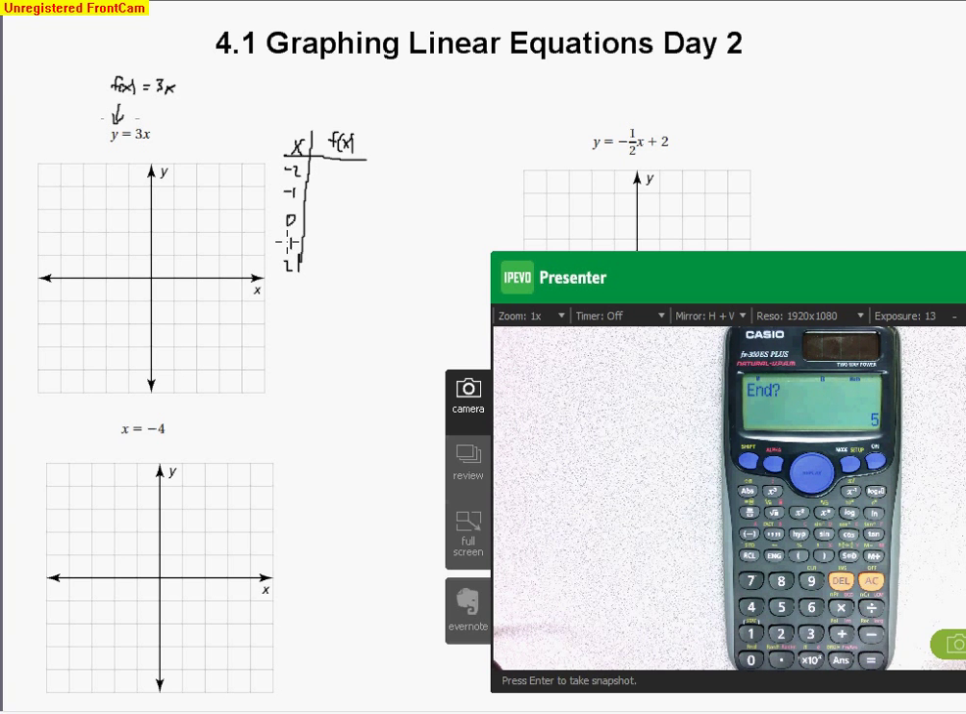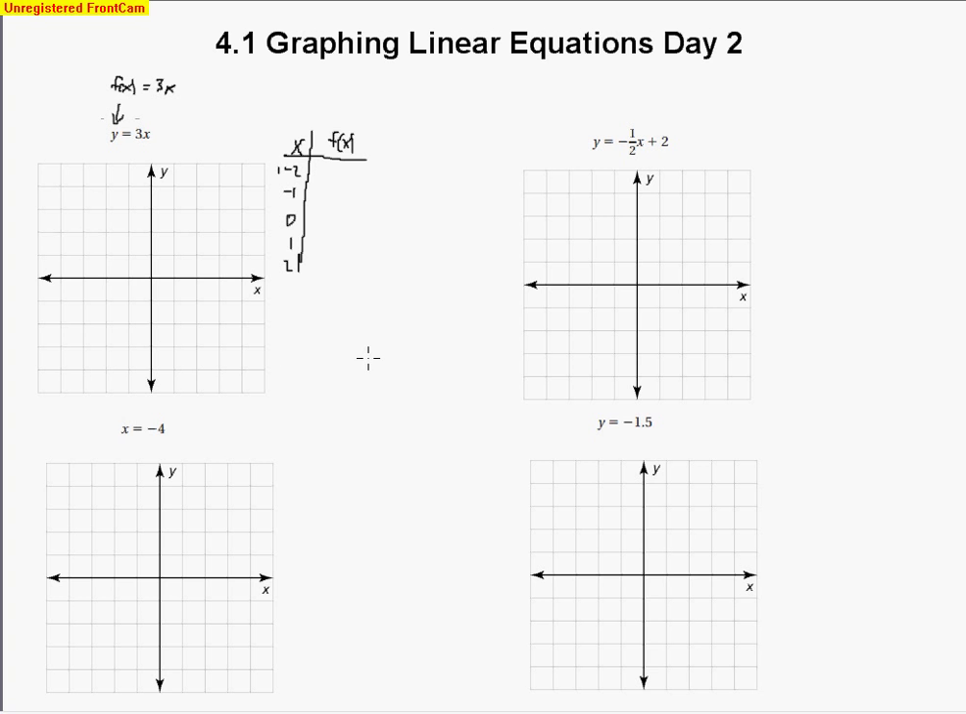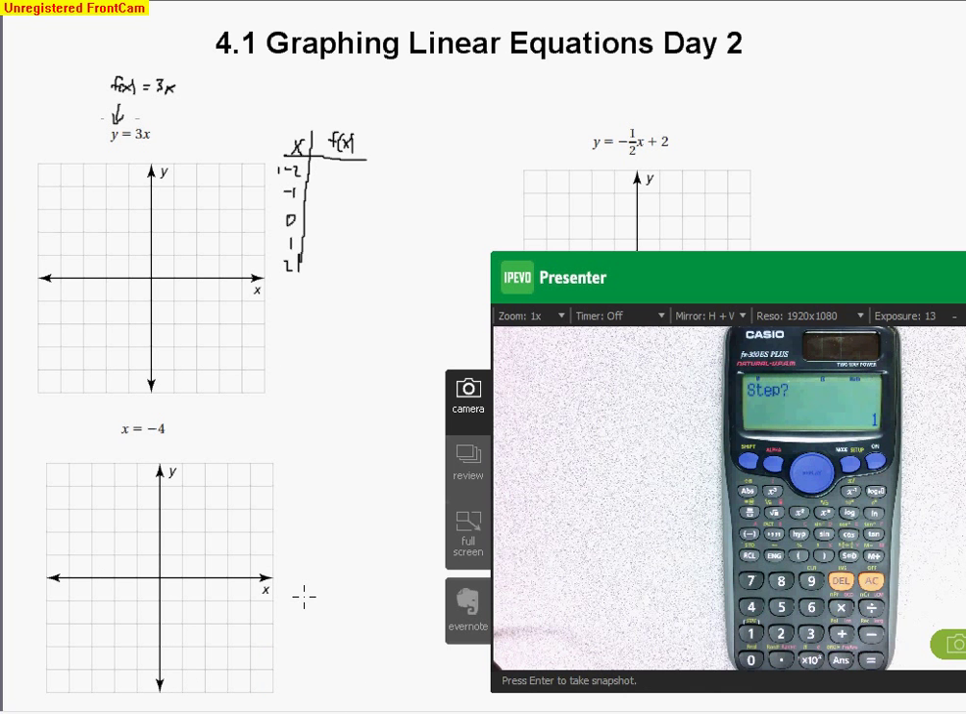So I'm going to press 2, and then equals, and then the step value. The step value is how many spaces in between the start and the stop there are. And in this case, we have a step value of 1. So I'm going to just press equals, since it already says 1 right there. And I get a table of values.